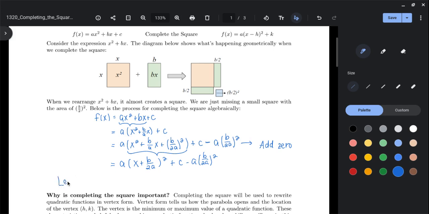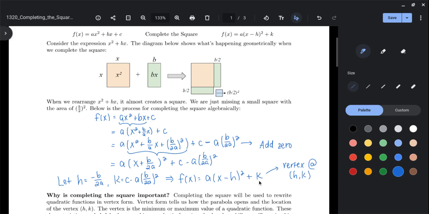And so to do that, we're going to let h equal negative b over 2a, and we're going to let k equal c minus a times b over 2a squared. So therefore, we can rewrite this equation above as f of x equals a times (x minus h) squared plus k. So now we have our vertex form, and we had to complete the square to get there. So one thing to note here is that our vertex is at the point (h, k).